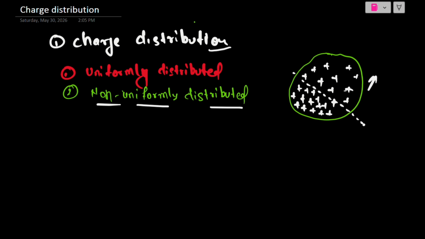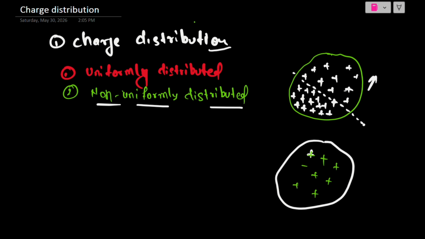But if we take the same area, and this time the charge is uniformly distributed everywhere, let's say here we have plus plus plus plus. Now the distance between charges is almost the same everywhere. In that case, we can say the charge is uniformly distributed. So this is the non-uniformly distributed charge, and this is the uniformly distributed charge, right?